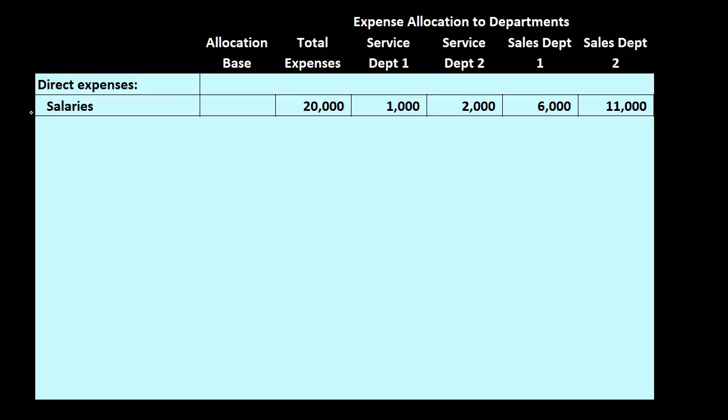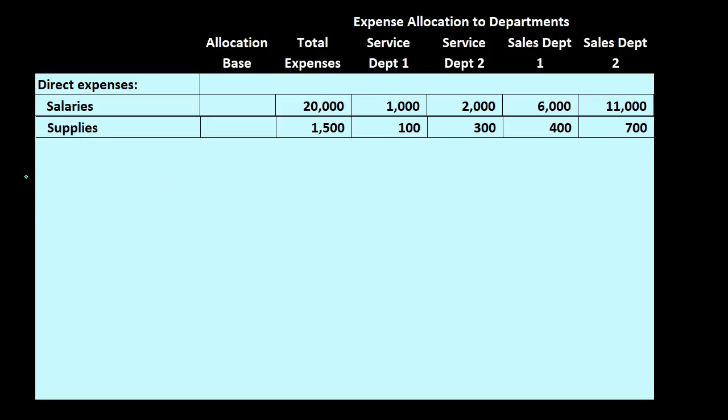In other words, the people that earn these salaries work exclusively for these departments, and therefore it is easy for us to apply the salaries to them. Supplies, we're going to say, are the same way in this example. We've got the 1,500. We have the supplies broken out. They're already broken out by department within our accounting system, and therefore it's easy for us to break them out as direct expenses to the departments that were consuming them.